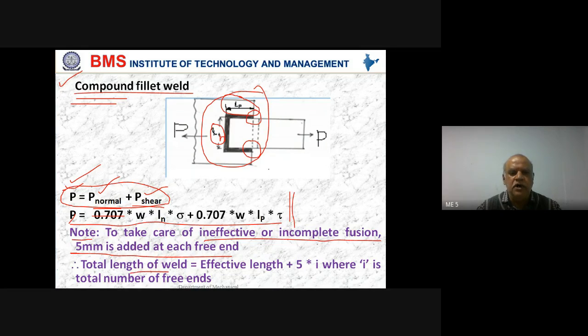Total length of the weld will be the effective length, whatever you are going to find out from LN and LP over here, plus 5 times the number of free ends. I stands for total number of free ends. In the compound weld here, we have 2 free ends. Can you see that? In compound fillet weld, we'll have 2 free ends. So therefore, for a compound fillet weld, I will be taken as 2.